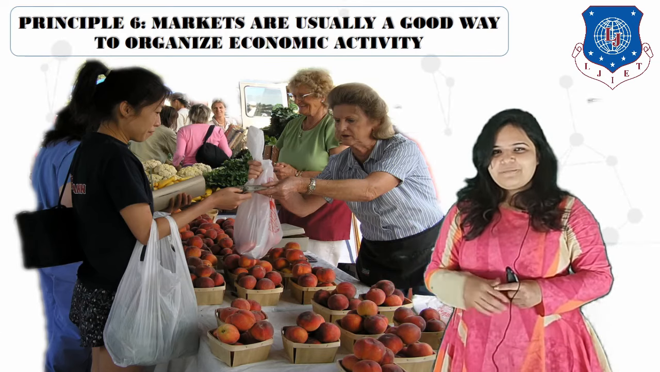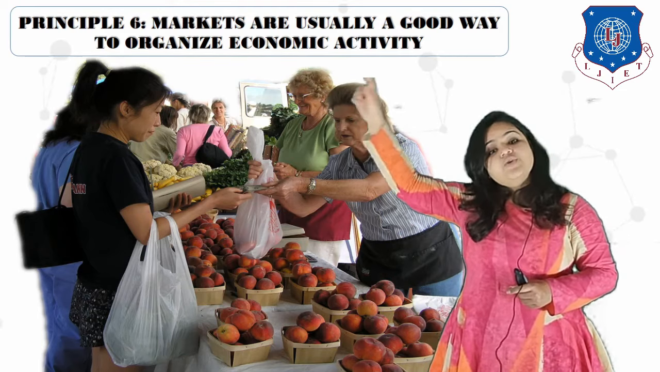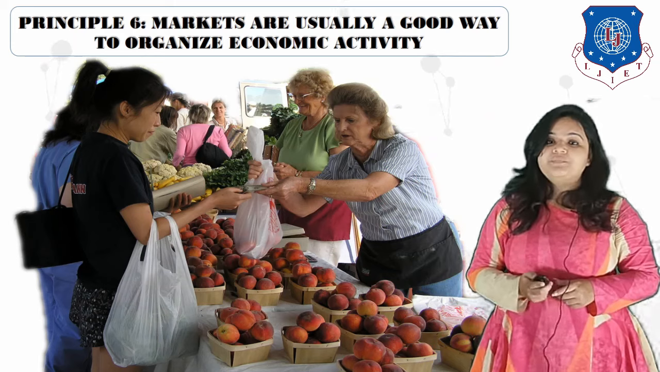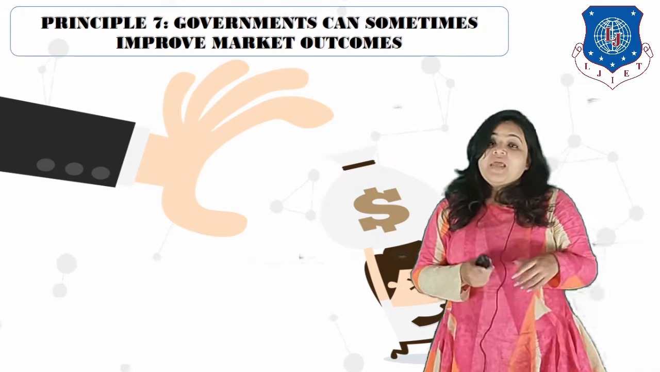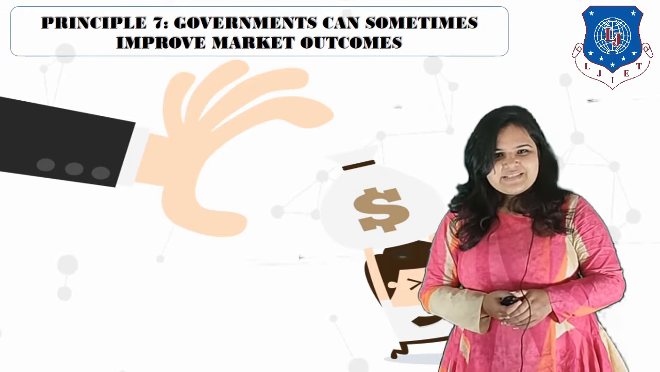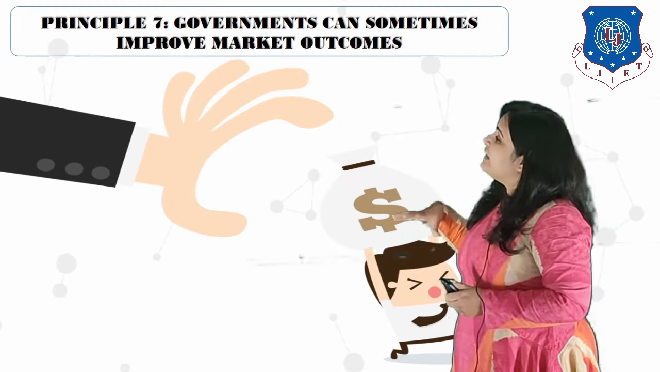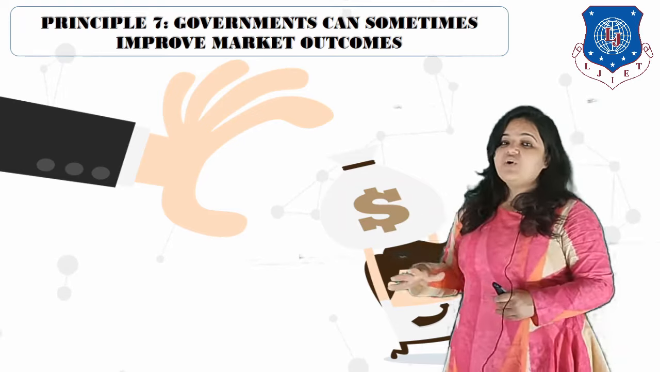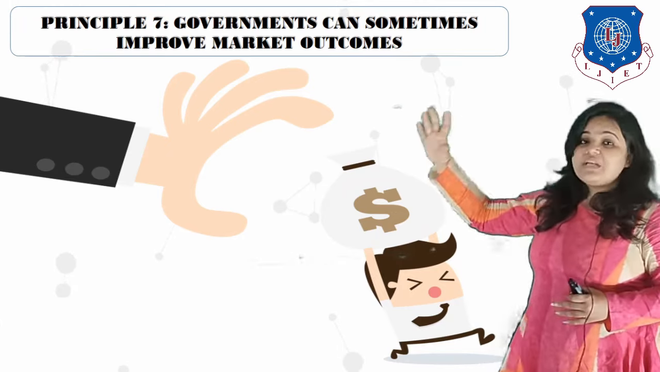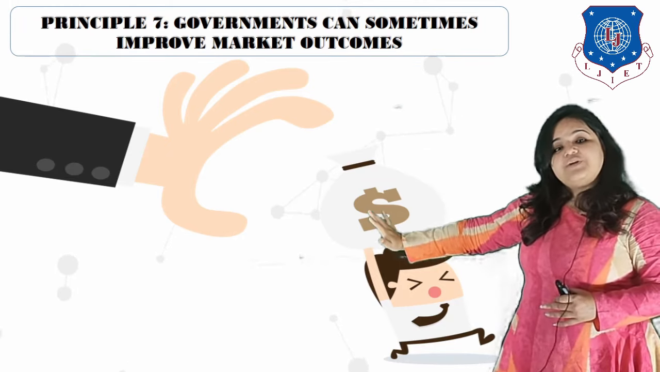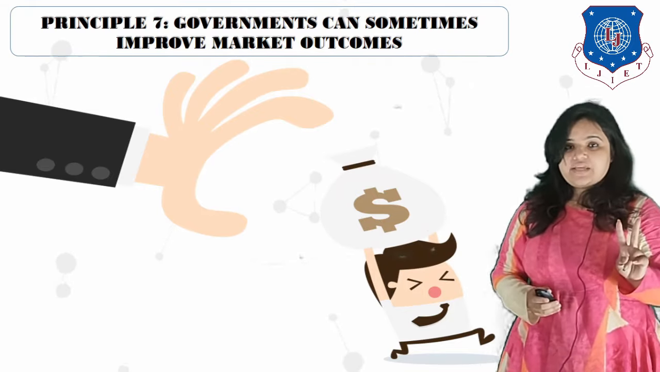But please remember the term usually there. Markets usually stabilize on their own. What if they don't? For that we have the next principle. Government can sometimes improve market outcomes. When these markets cannot stabilize themselves easily, at that point of time governments will intervene and they will stabilize the economy. This occurs in two cases.